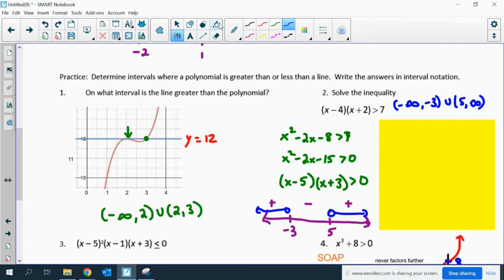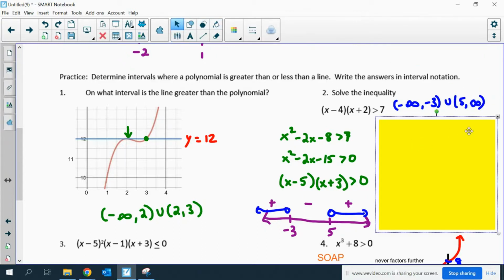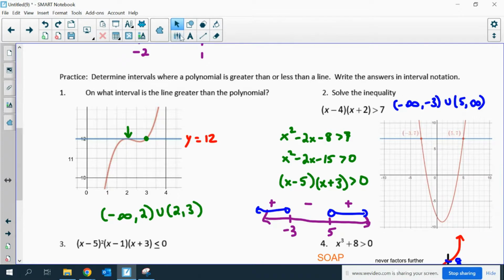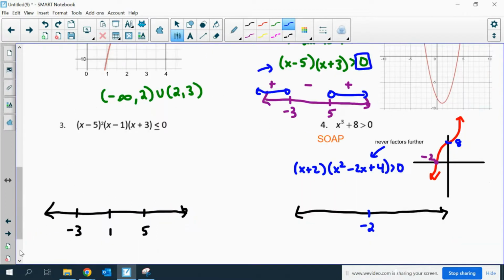If I look at the picture of this graph, what I see is that's exactly what happens. I have everything to the left of negative 3, everything to the right of 5 is where it is greater than 7. So notice if I get this equal to 0, I can solve this algebraically pretty easily. Number 3, this is already equal to 0, or less than or equal to 0. So I'm going to just get my 3 critical points, negative 3, 1, and 5.